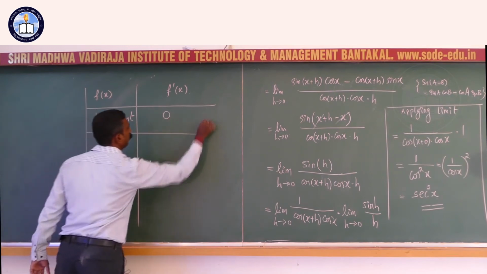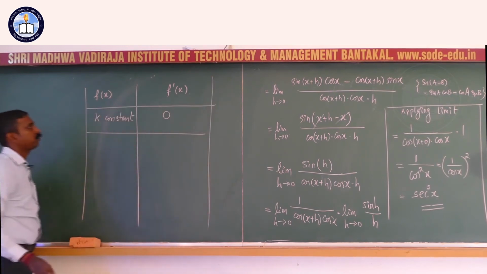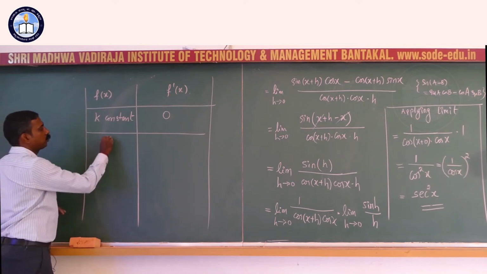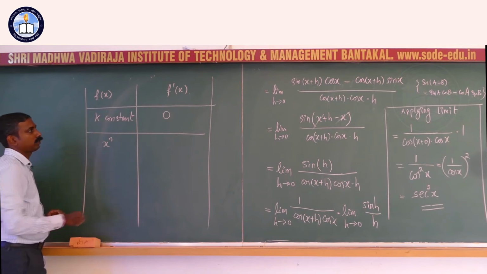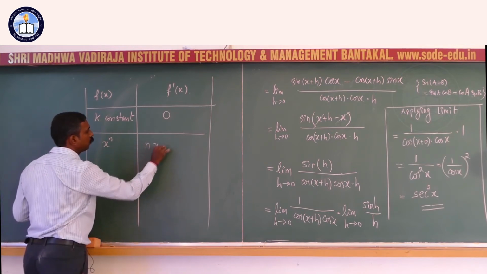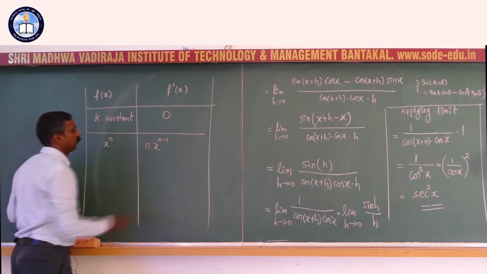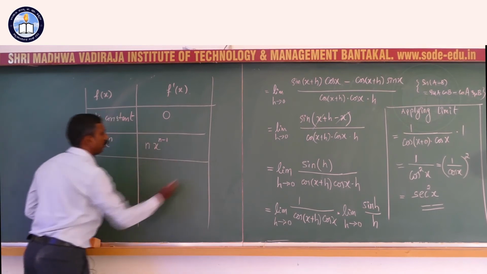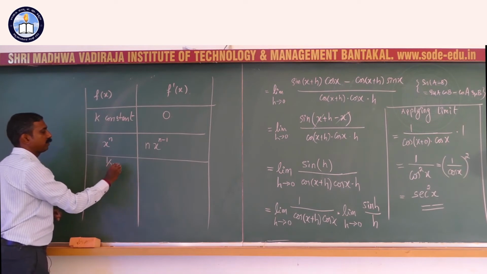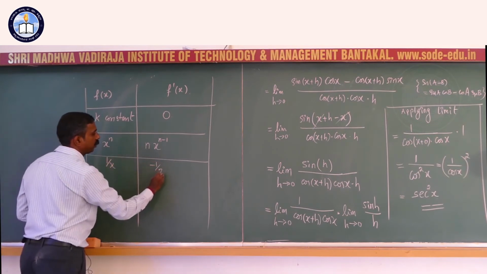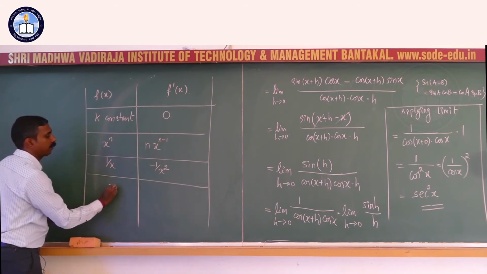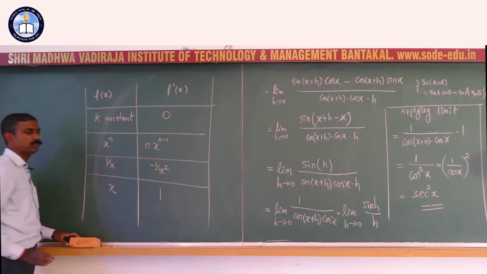Then when you consider f of x as x to the power n, what is the derivative? n into x to the power n minus 1. Okay. What is the derivative of 1 divided by x? It is minus 1 by x square. What is the derivative of x? It is 1.